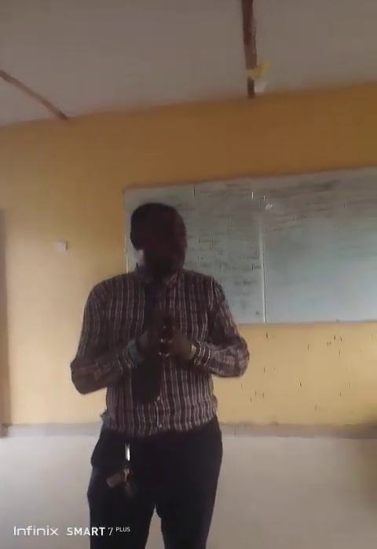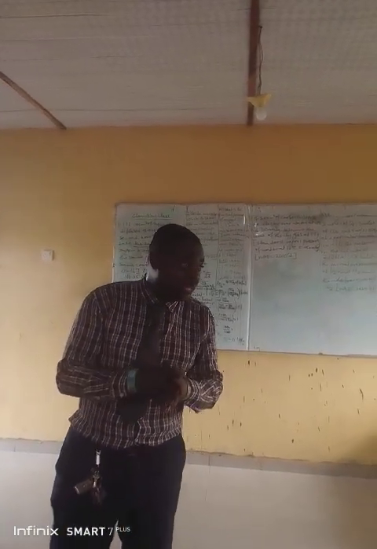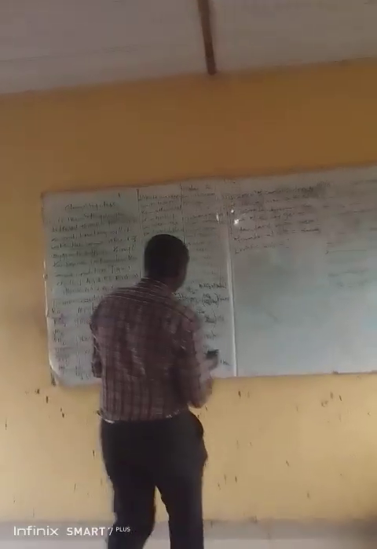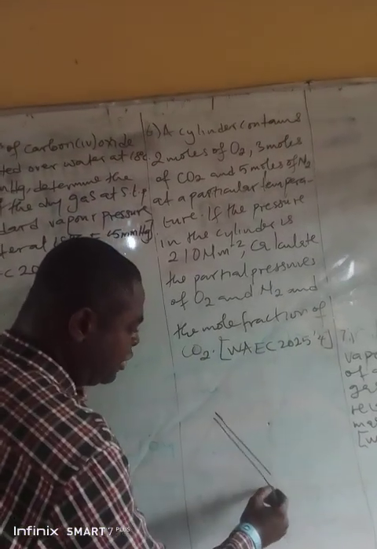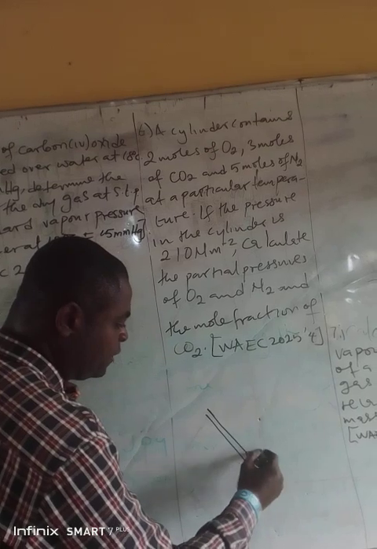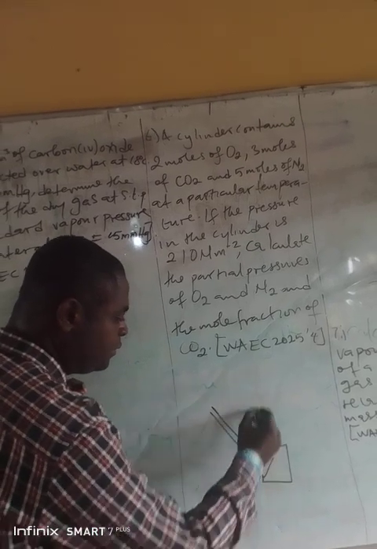When we're doing partial pressure, Dalton's law of partial pressure, I told you we made mention of the case when gas is collected over water. Do you still remember? The partial pressure of gas collected over water. I drew a diagram here, which I will rub off. If the gas is collected, we usually draw the diagram like this. You still remember? This is the diagram.